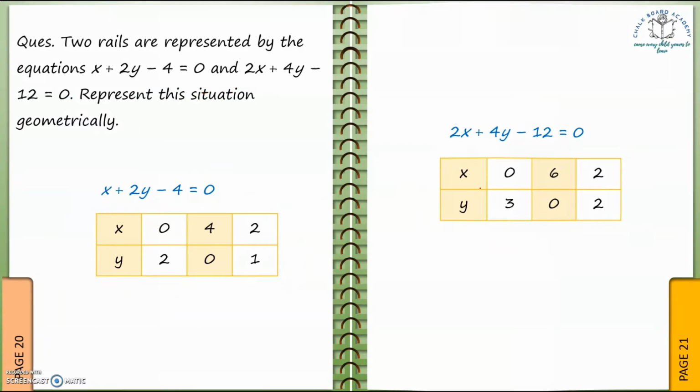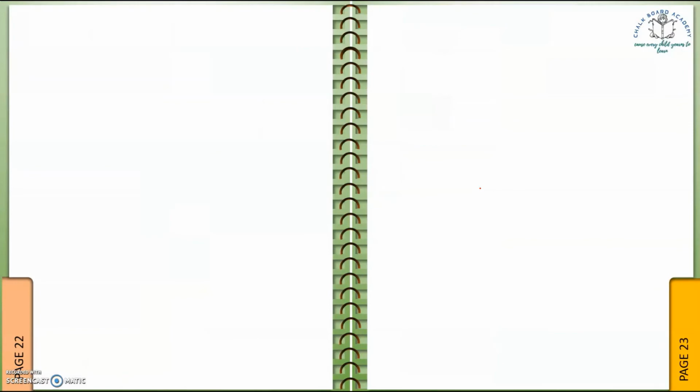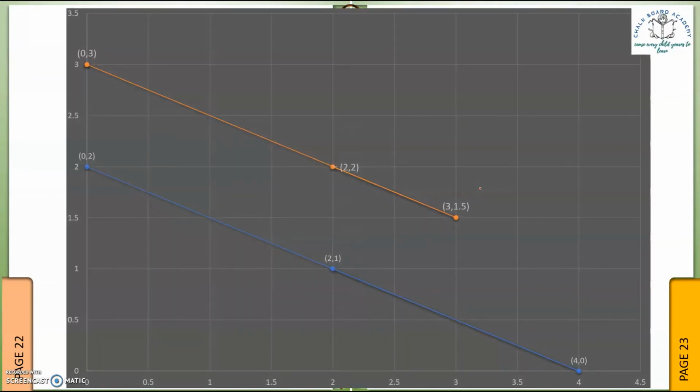Now let's look into the graph. So here I have drawn this graph, and in this graph you can clearly see they are parallel to each other.